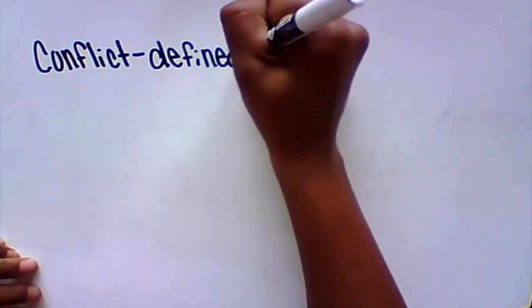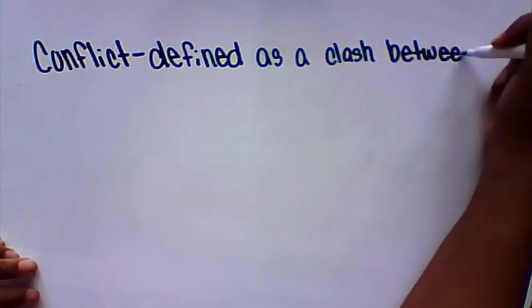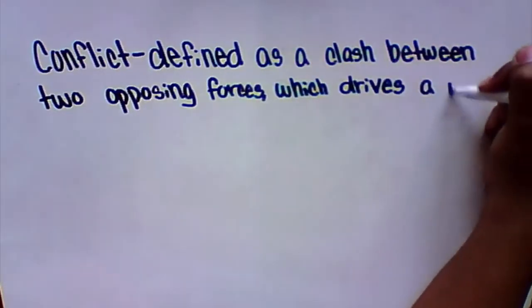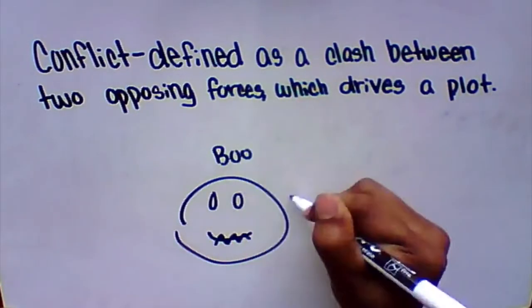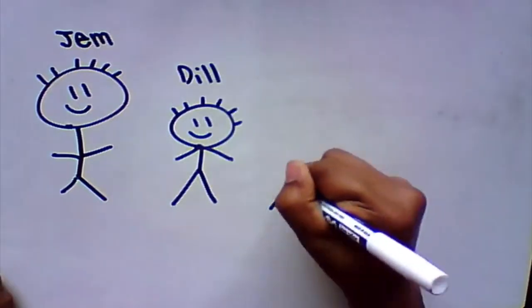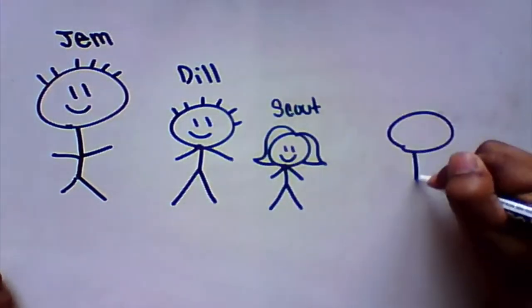Conflict can be defined as a clash between two opposing forces, which drives the plot. In the novel To Kill a Mockingbird, there are two main conflicts presented. One of these conflicts focuses around Boo Radley. In Maycomb, two siblings and their friends, Scout, Jem, and Dill, are very interested in their mysterious neighbor Boo Radley. They know nothing about him yet.